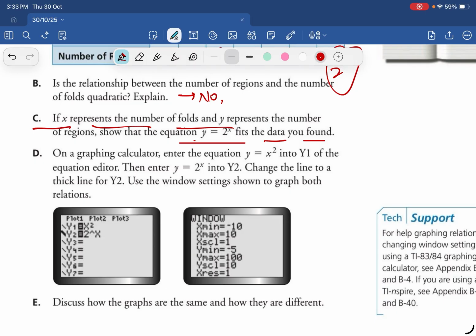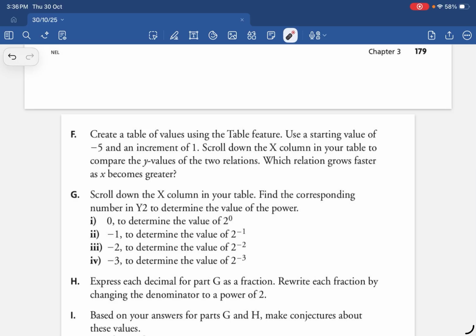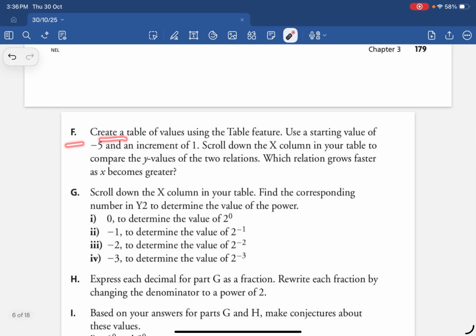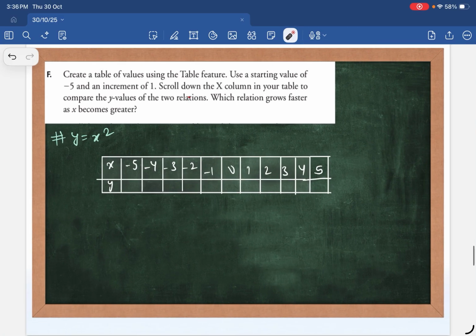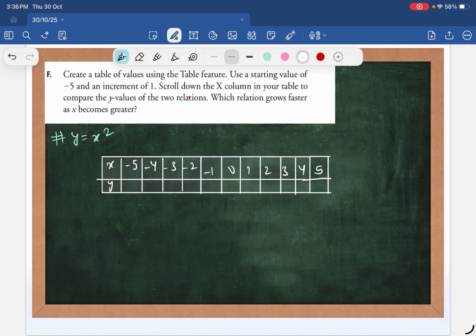For part C, we are going to draw a table of x and y values, and we will do this later. Before parts D and E, we will do part F, because here they have given the data in which we have to start the value from -5, and every time do an increment of 1, and find the values of y equals x square as well as y equals 2 to the power x. So for part F, I have drawn a table which starts from -5, and every time we will do an increment of 1.